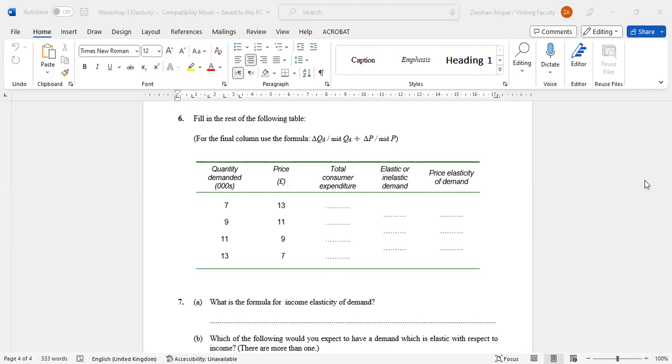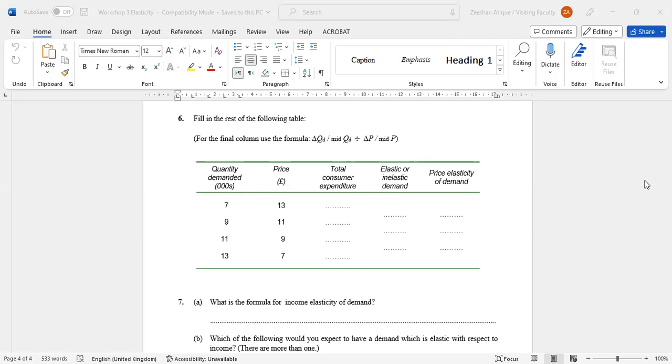This particular workshop is related to the concept of elasticity. We will be doing from question number 6 in this particular part. Question number 6 reads, fill in the rest of the following table. You are given a table with columns. One column represents quantity demanded, which is in thousands. The second column represents price in pound sterling.